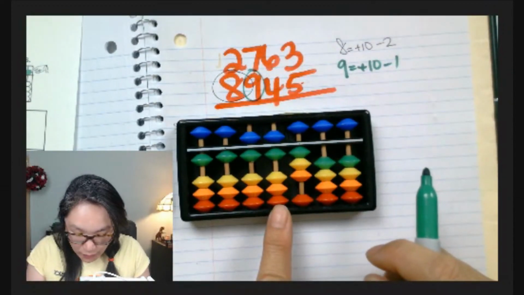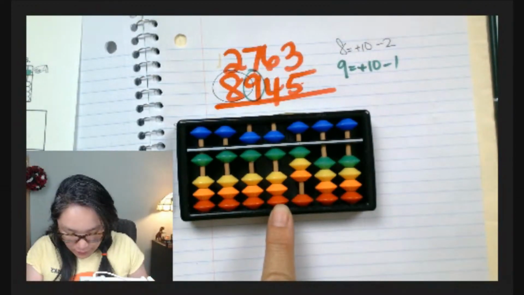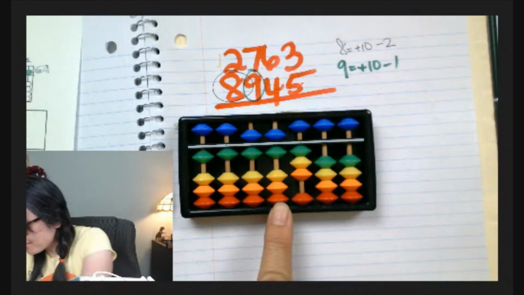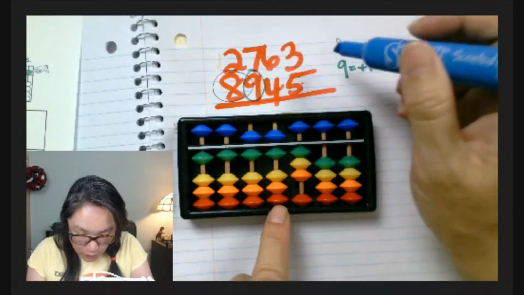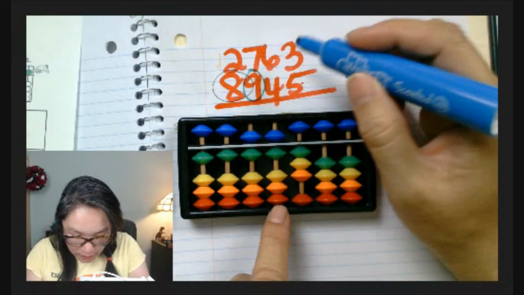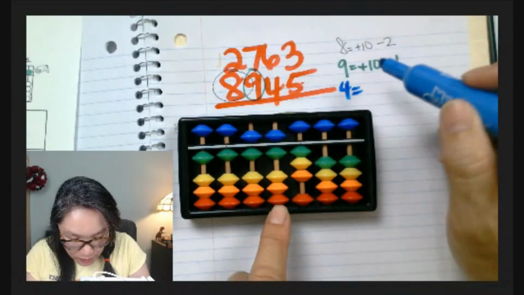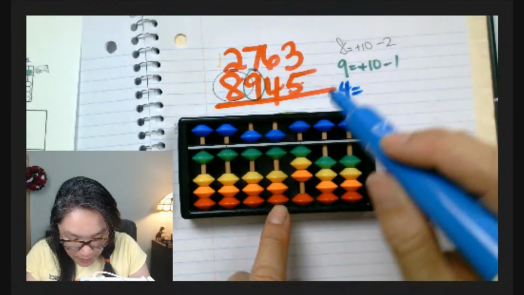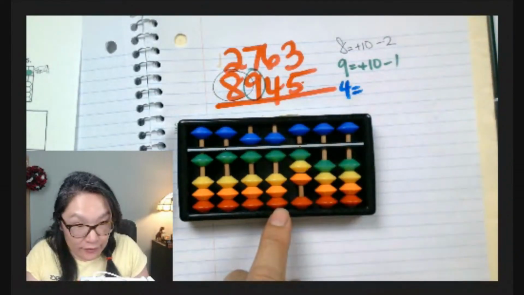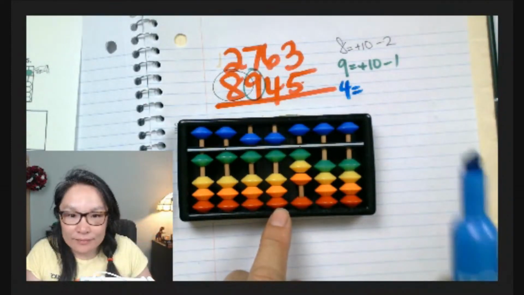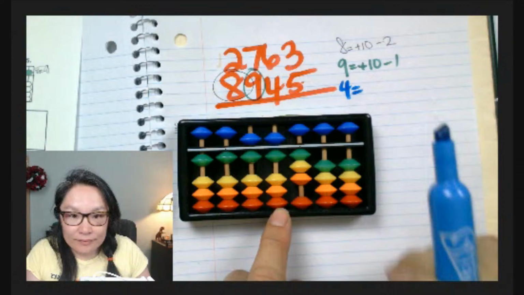We're on to the 4. So the 4 is what? Let's see if I can do a different number, different color. So I'm going to add the 4. Is there enough to add the 4? No. Plus the 4 is equal to what? Plus the 5. Can I add the 5? No. So what are we going to do?